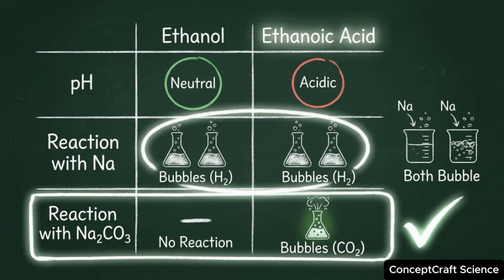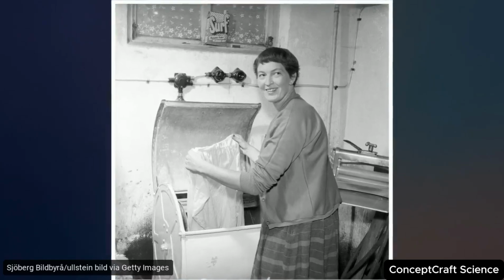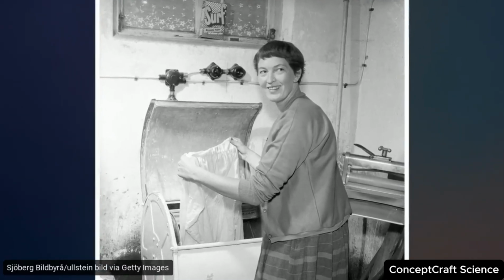Add it to the ethanol, and absolutely nothing happens. Add it to the ethanoic acid, and you get that distinct carbon dioxide bubbling. Using sodium carbonate to isolate the CO2 reaction provides the specific chemical evidence needed to identify a carboxylic acid when other properties look identical. Look at this photo from the mid-20th century.